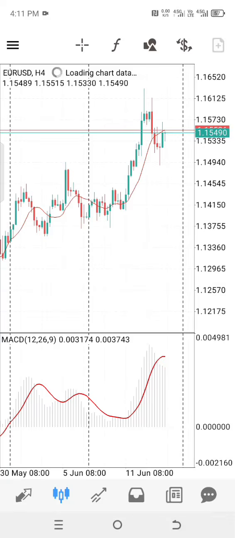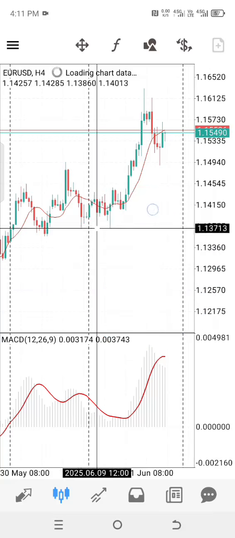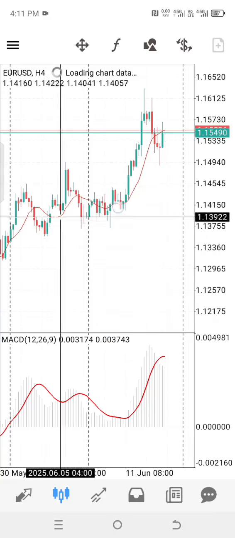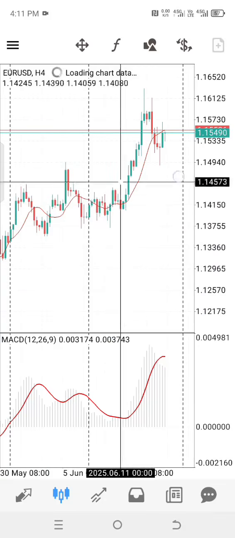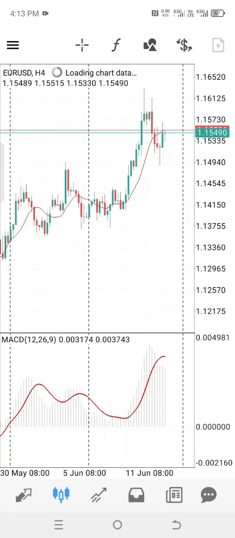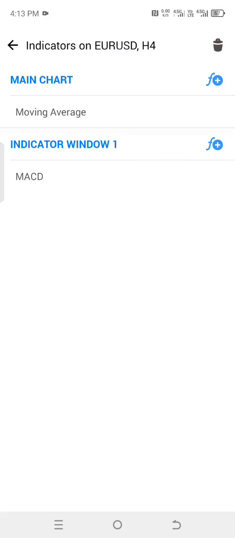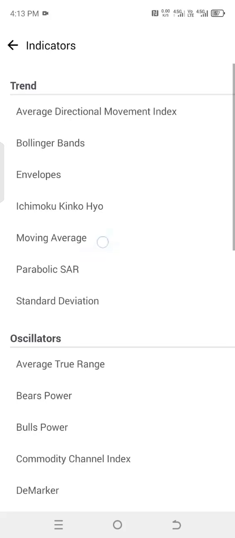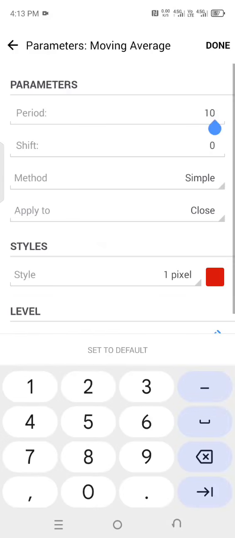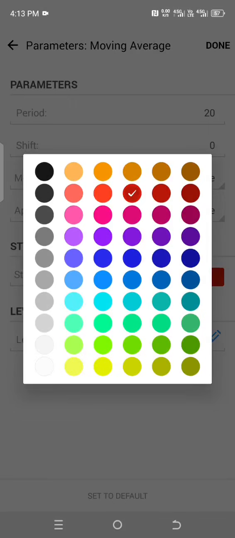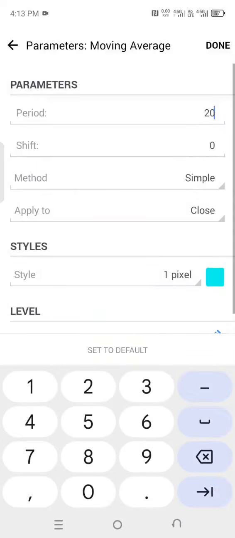Now I'm going to go over to the chart. Can you see? So this is your moving average, for those of you that don't know it, the red. I'm going to be adding one more indicator, which is the moving average 20. I'm going to be adding that to the chart right away. So I'm going to go to the main chart, click on moving average. The period is going to be 20, and I would want to change the color to, let's use aqua.